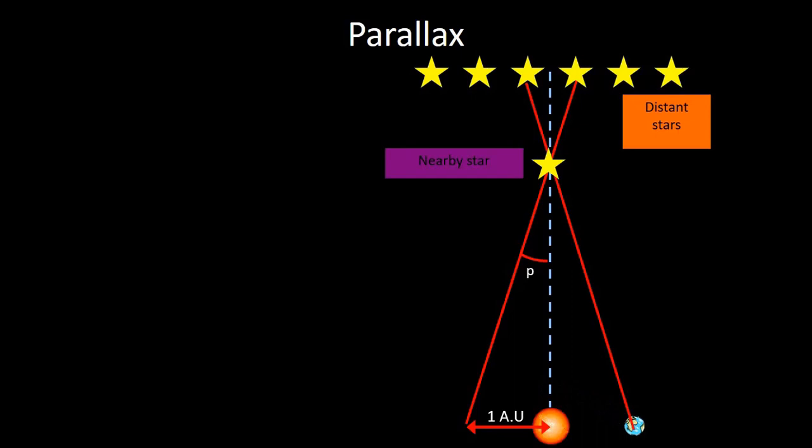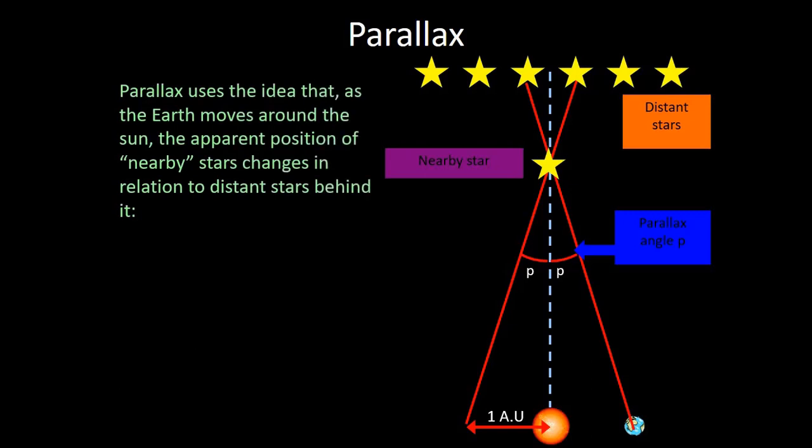So this diagram shows us the angle that we're measuring and the apparent shift of a nearby star against a fixed background of distant stars. The parallax angle is actually half of that angle. Why? Well, it makes the maths a bit easier, and frankly, astronomy has all sorts of strange conventions.